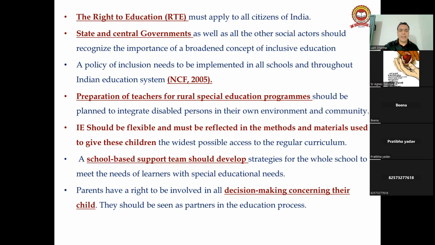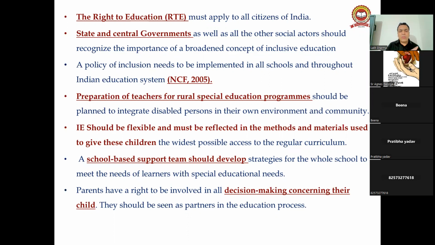Okay, we are talking about the solutions. We are talking about the measures to implement inclusive education, to remove this partiality, you can say. Preparation of teachers for rural special education program. Inclusive education should be flexible and must be reflected in the methods and materials used to give these children the widest possible access to the regular curriculum. A school-based support team should develop strategies for the whole school to meet the needs of a learner with special educational needs.